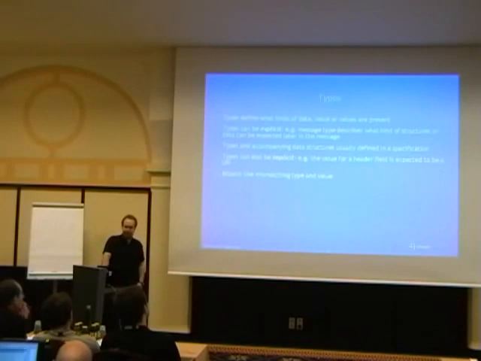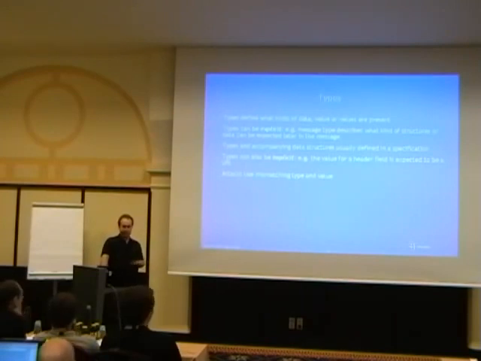So the type can be explicit. There might be a protocol specification that says that there is a single type field with well-defined values that tell what kind of value is expected later on in the message. That is an example of an explicit type field. So when you know that there is an explicit type field, you can just start attacking it right away.